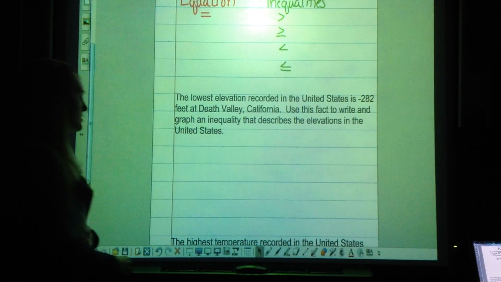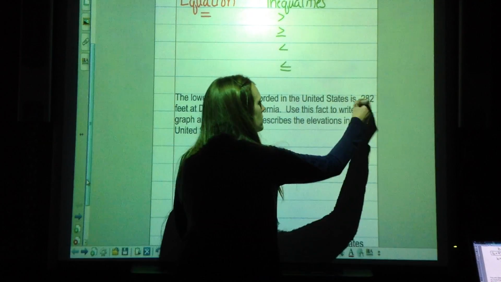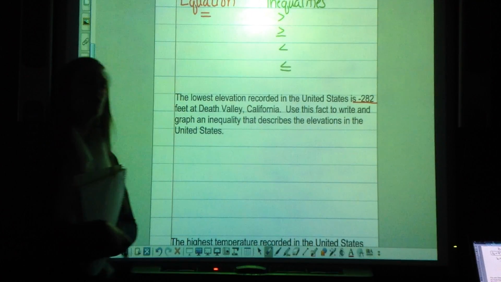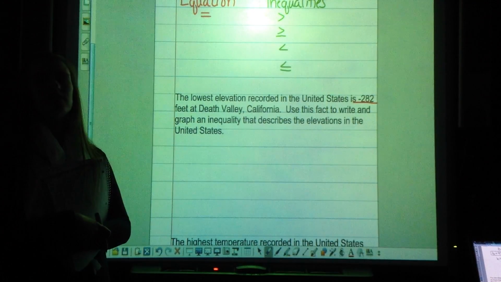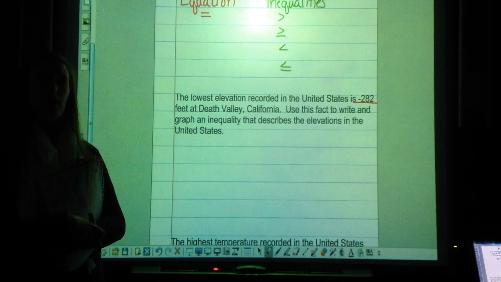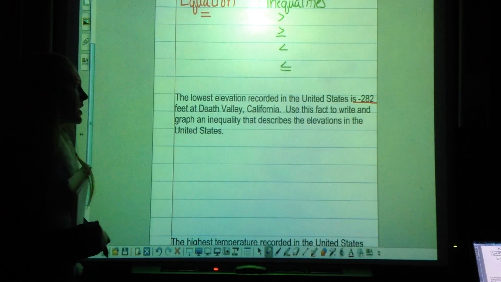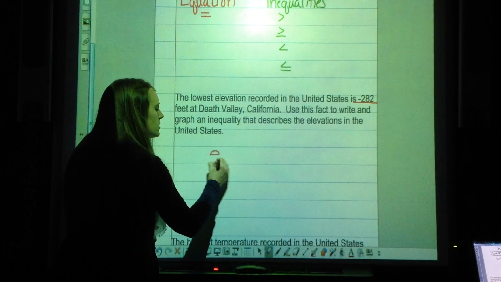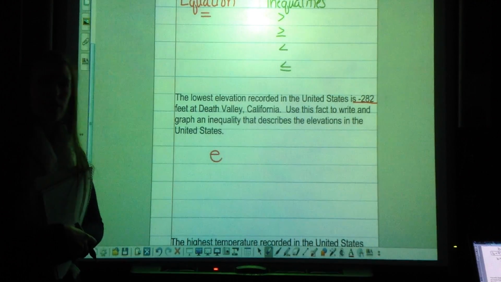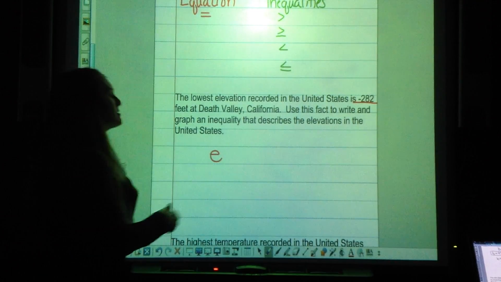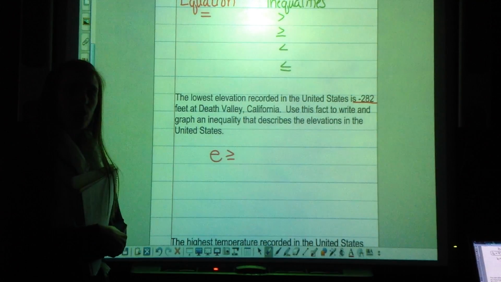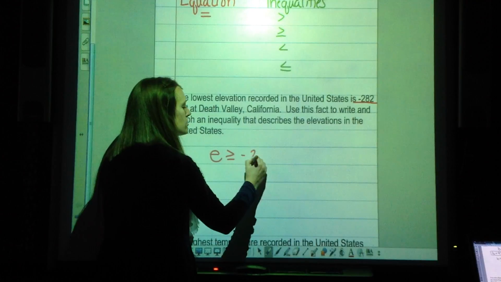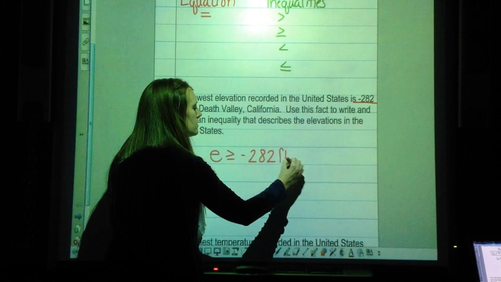If the lowest elevation is negative 282 feet, can you have anything lower than that in the United States? No. You're going to have elevations that are greater than. So our elevation, I'm going to use E to represent all other elevations in the United States, has to be greater than or equal to, because we know that this is the lowest elevation, negative 282 feet.